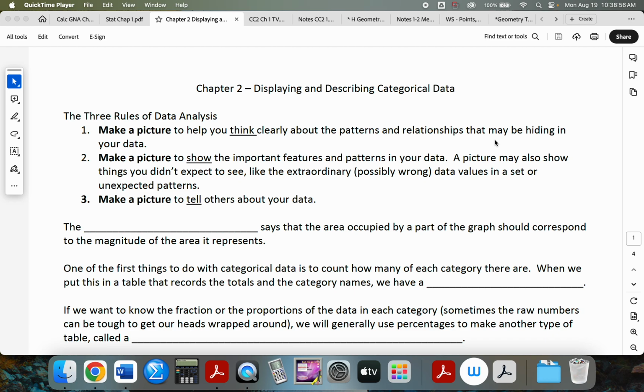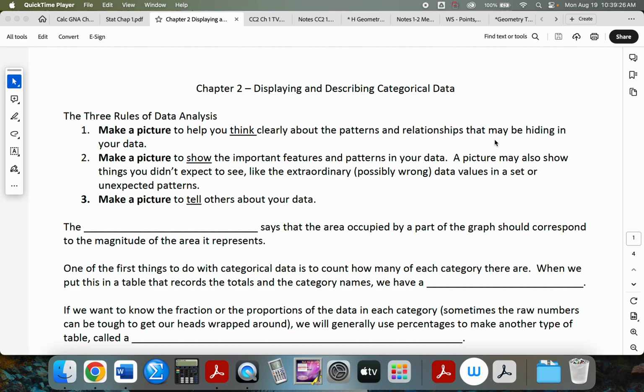Have you guys ever heard the saying that the three most important things in real estate are location, location, location? It's the same kind of deal. Making a picture is super helpful because when you just look at raw numbers, it can be really overwhelming to try and get your head wrapped around it.